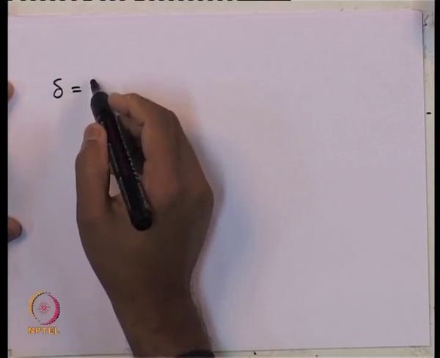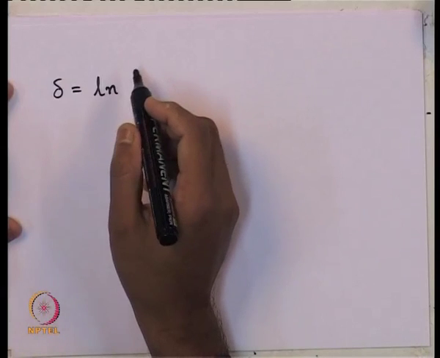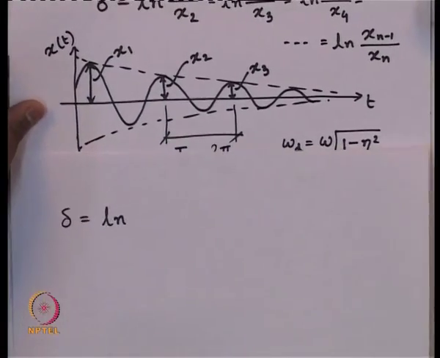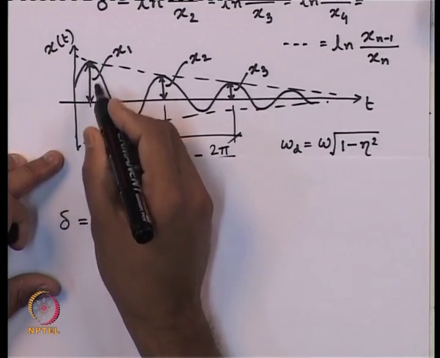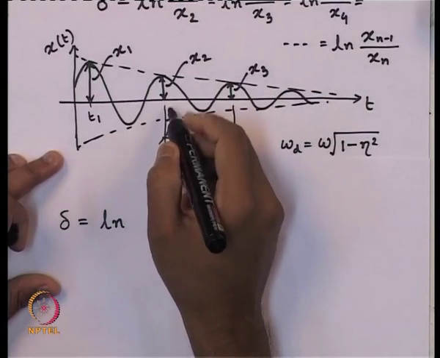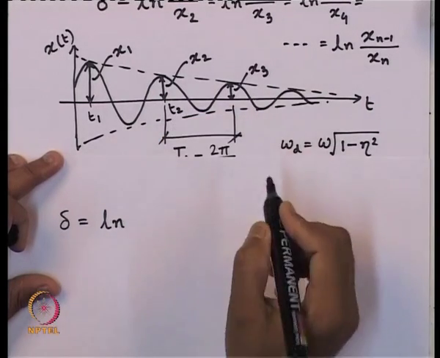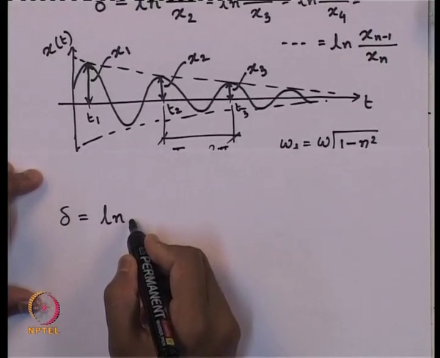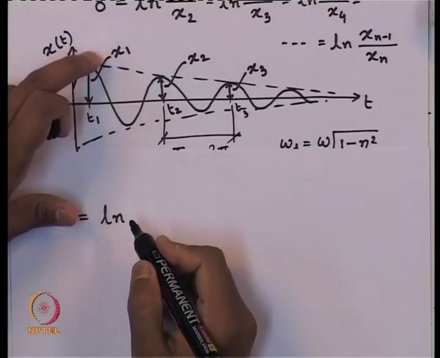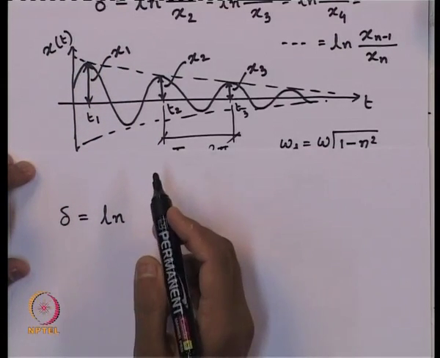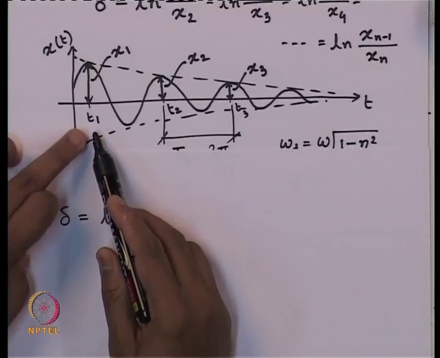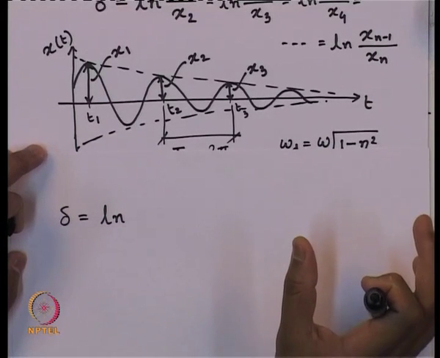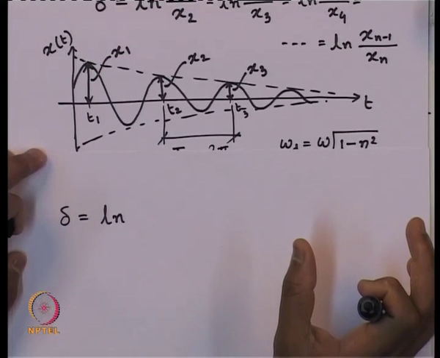Delta is given as ln of, say, x1 by x2. As I have mentioned, let me put the picture once again here. Suppose the time where x1 occurs is t1, where x2 occurs, let us say the time is small t2, where x3 occurs, this time is small t3 in the time scale. So, delta will be ln. What is the value of our x1? That is e exponential raised to minus eta omega t. So, in case of t, we can put t1 times a big expression in terms of the initial displacement and initial velocity, which is a harmonic function.